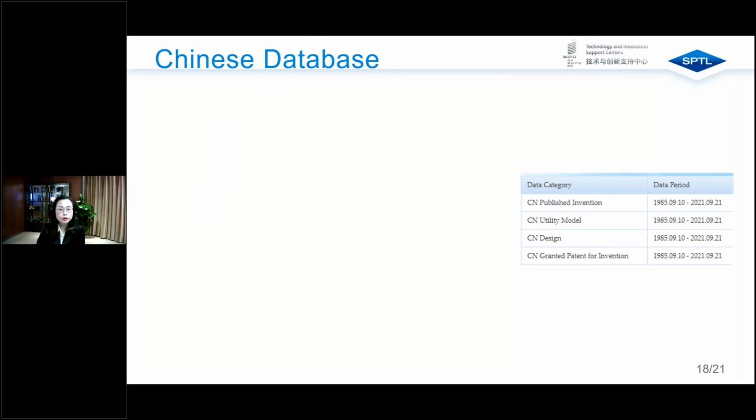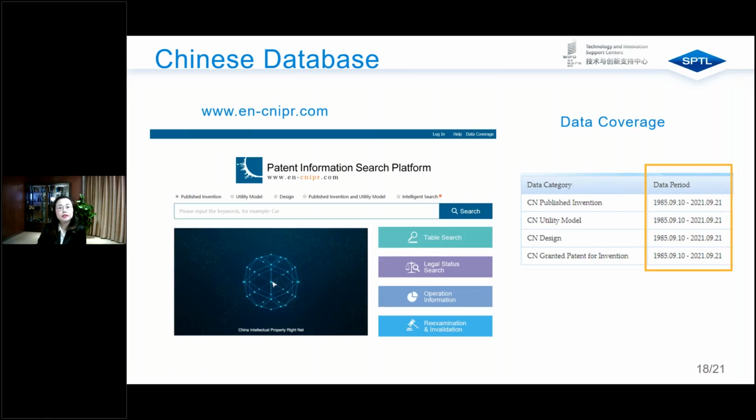And how about we try another database? Here, the database Zen IPR is introduced. It is an official publisher of Zen IPA, and it is quite updated. As you can see, today's data coverage is 23rd September, and the database already covers the documents published on 21st September.